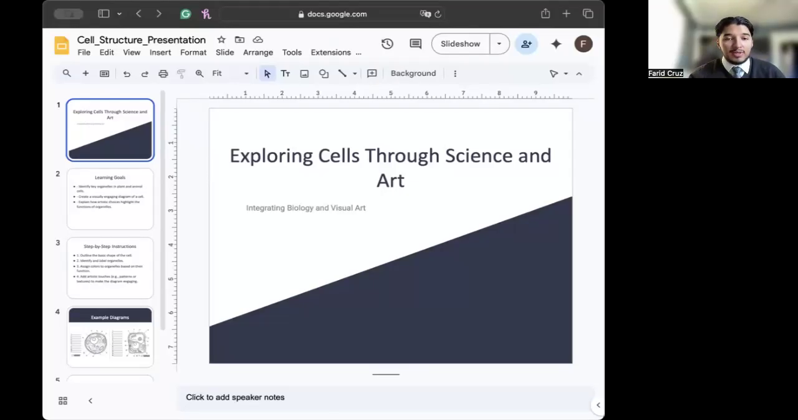Welcome, everyone. Today, we're going to be combining biology and visual art to deepen our understanding of cell structures and their functions. You'll be working with me to create an artistic yet accurate diagram of a plant or animal cell.